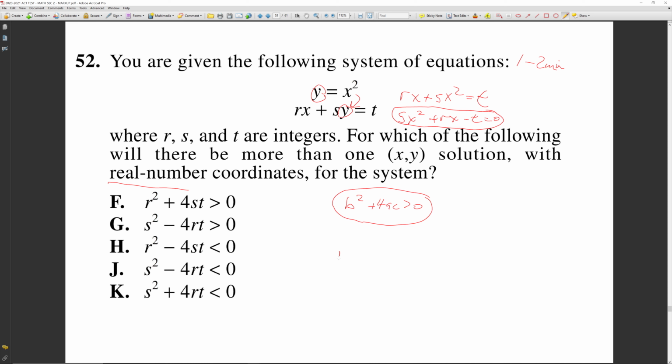So b is r, so it's r squared minus 4 times a, which is s, and c is minus t, which is greater than 0. So I rewrite this, and it will be r squared plus 4st is greater than 0. The answer to this is F.